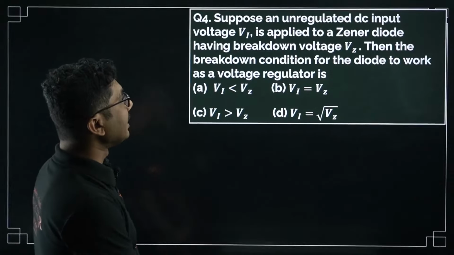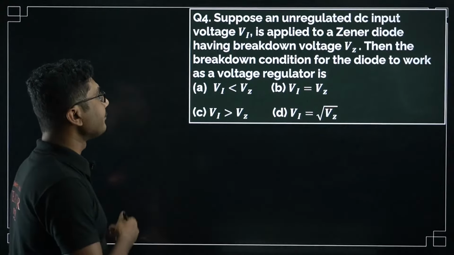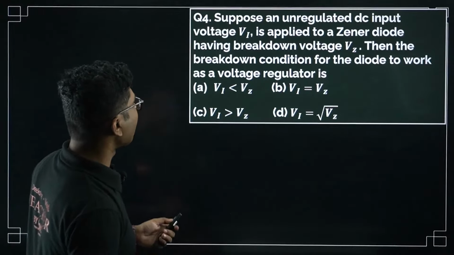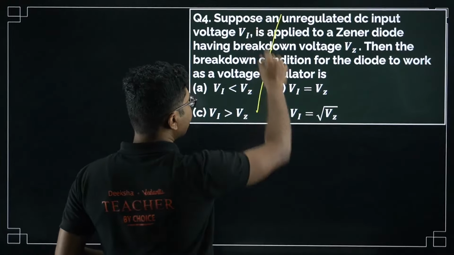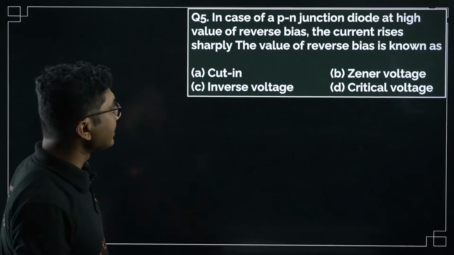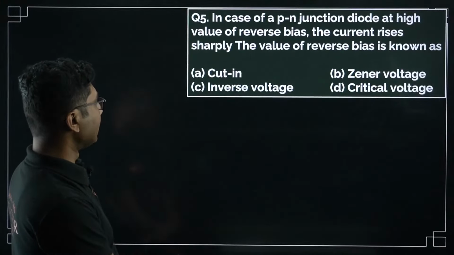Suppose an unregulated DC input voltage Vi is applied to a Zener diode. I think this is not part of the syllabus. Sorry, this question is not part of the syllabus, so I'm not going to discuss this. Zener diode is not part of the syllabus.